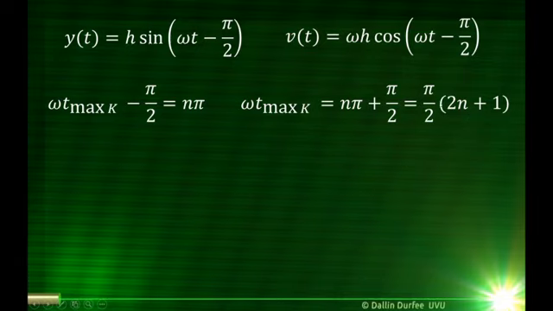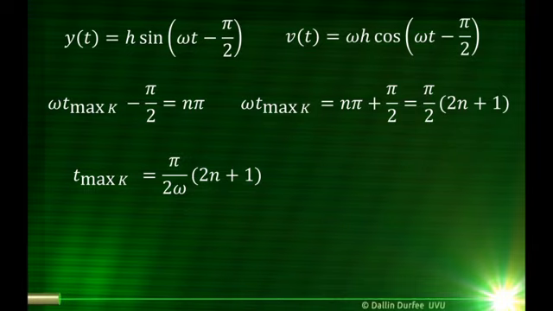So if I plug in a value of n, I will find a time when I'm at a maximum kinetic energy. Let's divide both sides by omega, and now I have my equation that tells me the times at which I reach a maximum in kinetic energy. Well, n can be any integer, but we wanted the time when we first reach a maximum kinetic energy. So what should n be to give us the smallest t max k that's not negative?